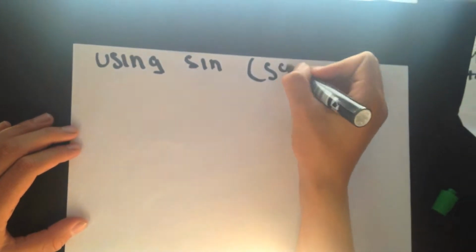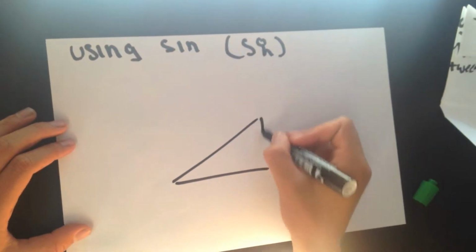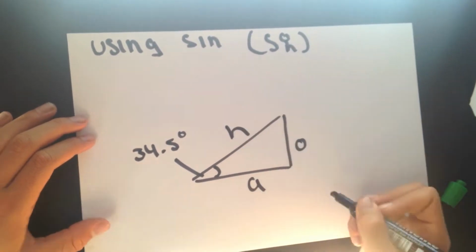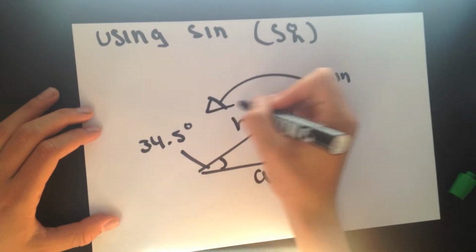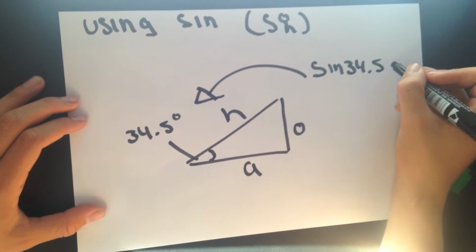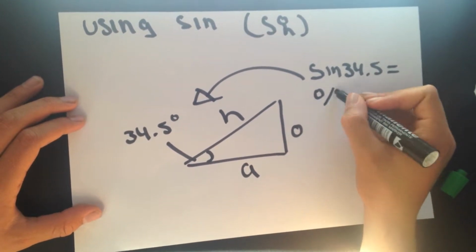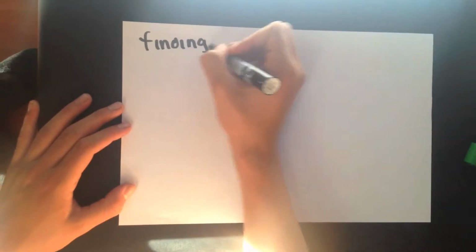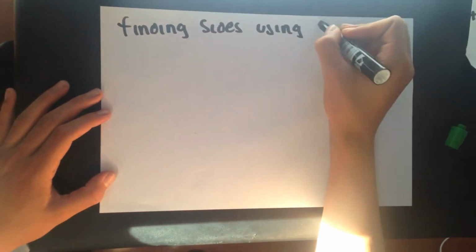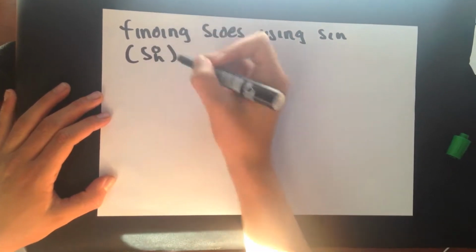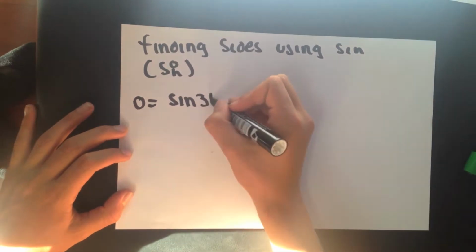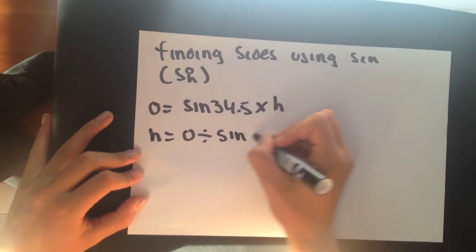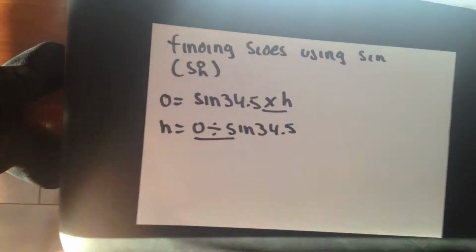Using sin, or SOH. To use sin, you need to find the angle you're going to use and find the opposite and hypotenuse side. First you need to understand that sin 34.5 equals O divided by H. After that, if you want to find the opposite or the hypotenuse side, O equals sin 34.5 times H, and H equals O divided by sin 34.5.